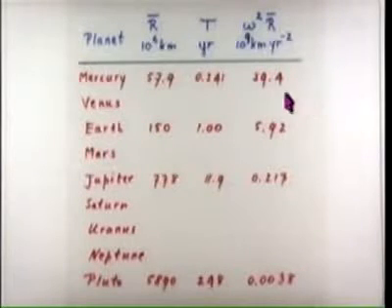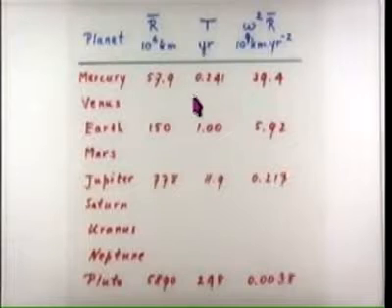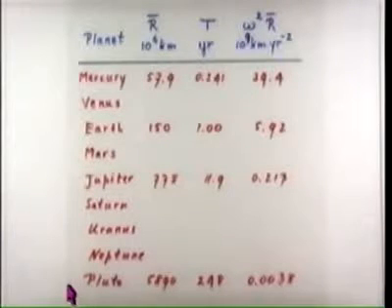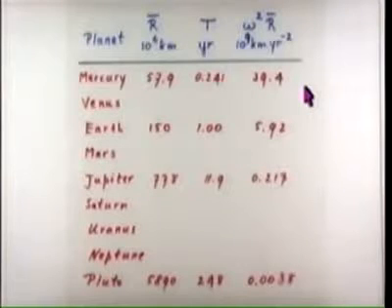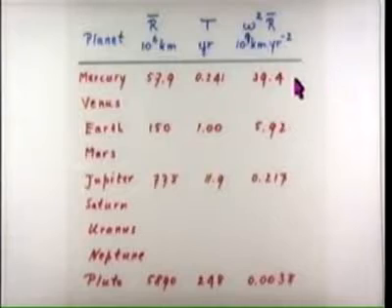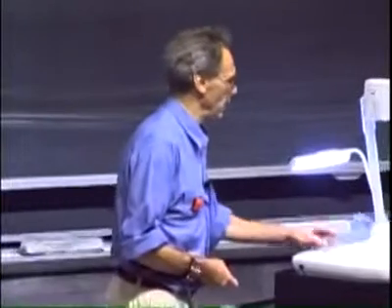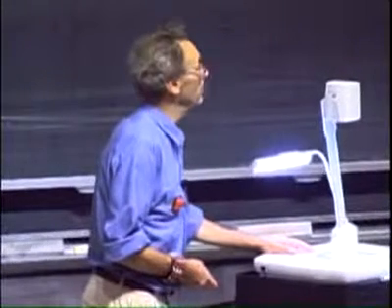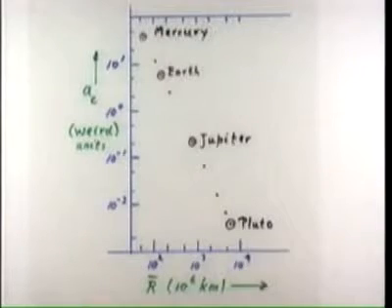And notice that Mercury, which is 100 times closer than Pluto, has a centripetal acceleration which is 10,000 times larger than Pluto. 100 times closer has a 10,000 times larger centripetal acceleration. So what I did was, I plotted this data, the centripetal acceleration versus the mean distance to the sun, and I did that on log paper.